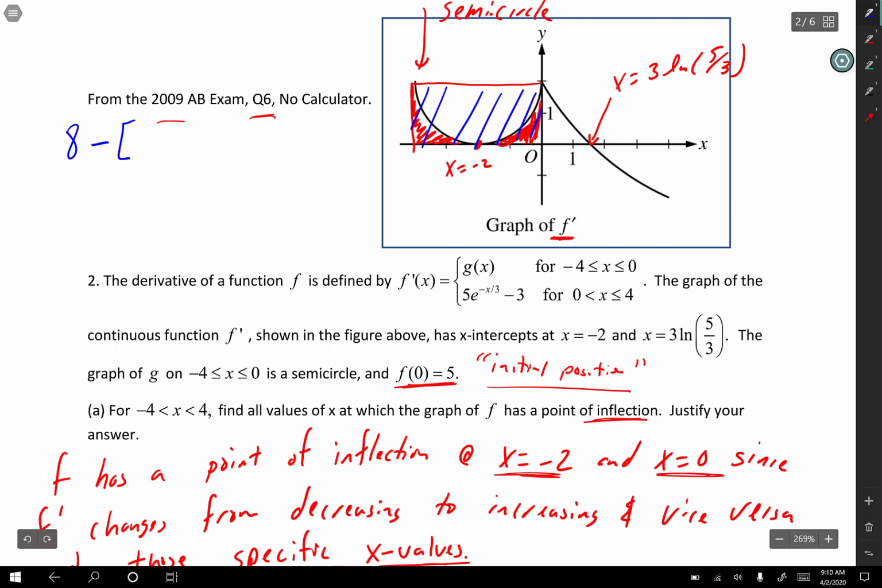So let's see. That semicircle has a radius, pi times 2 squared, so 4 divided by 2. So 8 minus 2 pi. I think it's the exact same semicircle, right? And okay, anyways, so 8 minus 2 pi.